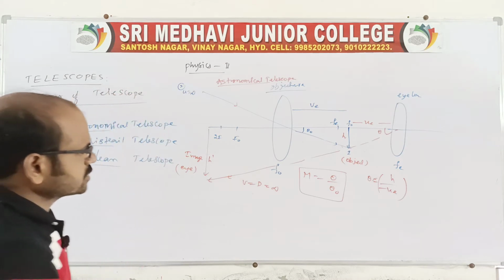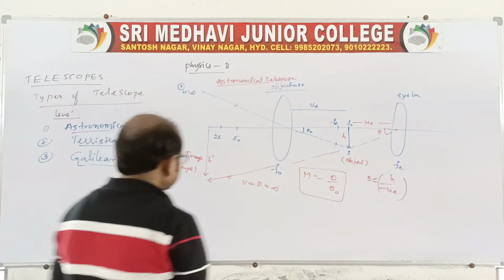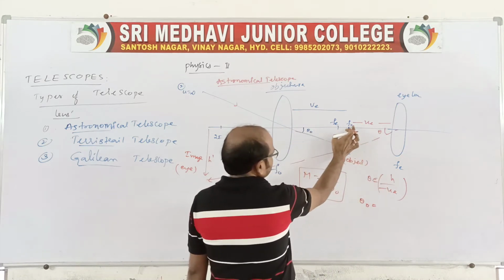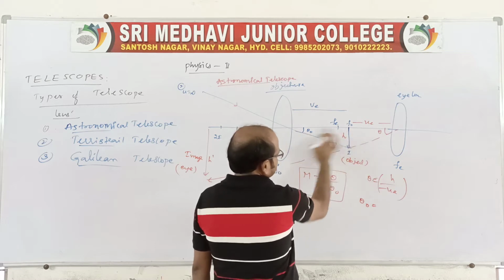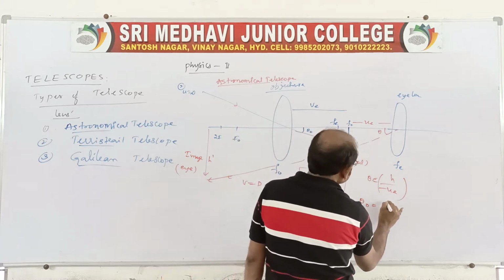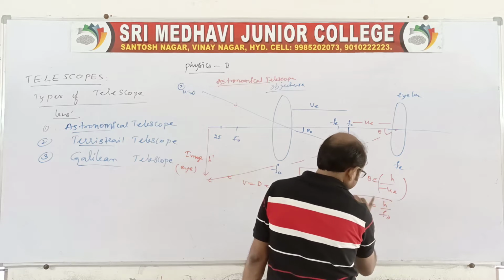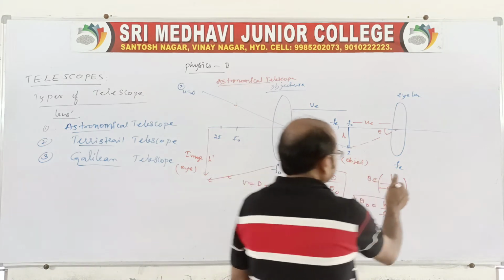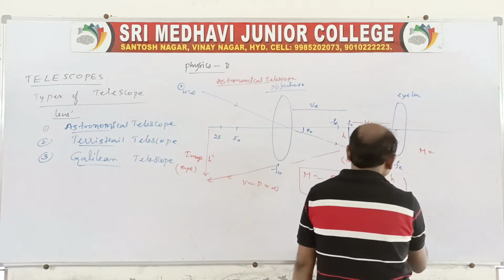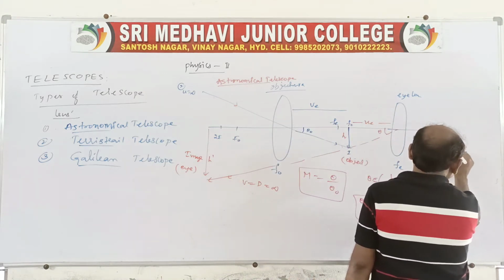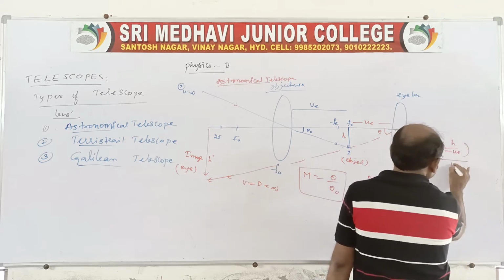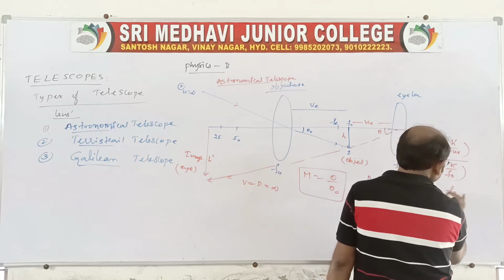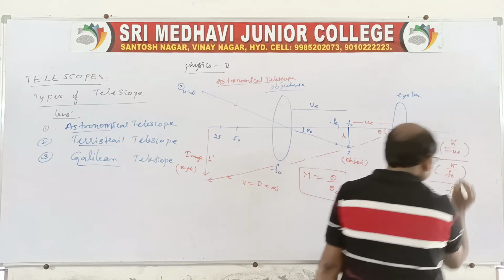We also take theta naught, which is nothing but the height h and the distance f naught, or we can take the distance of the image. So theta naught is h by f naught. Now we know both theta and theta naught. Let us substitute here. Capital M is equal to theta, which is h by minus ue, divided by theta naught, which is h by f naught. Cancel h. Capital M is equal to f naught by ue, with a minus. This is the magnification.